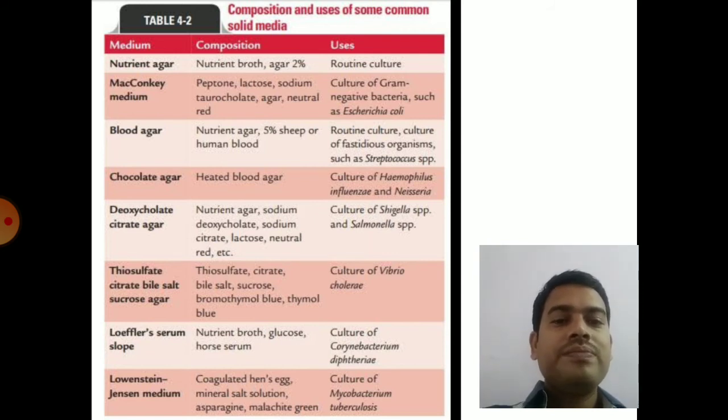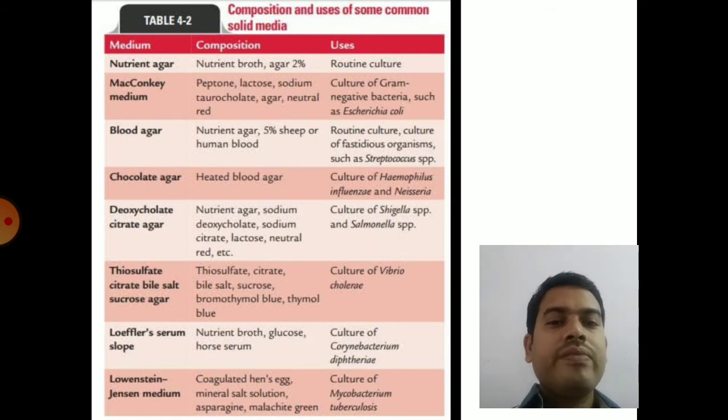Chocolate agar, which is a modified blood agar where the blood is heated, will turn chocolate brown. That is used for the culturing of Haemophilus influenzae and Neisseria species. So Neisseria, the causative agent of syphilis, and Haemophilus influenzae can be identified based on their growth nature on the chocolate agar medium.